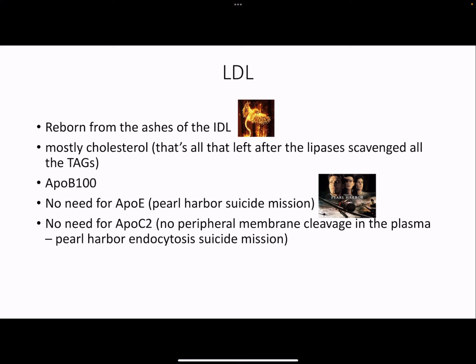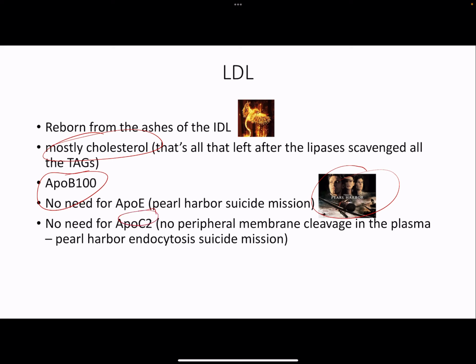LDL is reborn from the ashes of the IDL, which is just a VLDL remnant. It's mostly just cholesterol. That's all. ApoB 100, meaning it has the LDL receptor ligand because it's the LDL. Its job is to go on this suicide mission where it says, I'm not coming home, boys. And it gets absorbed into, probably like the adrenal cortex, where it's then broken down in a lysosome. And we now have cholesterol that we can make cortisone and aldosterone from.